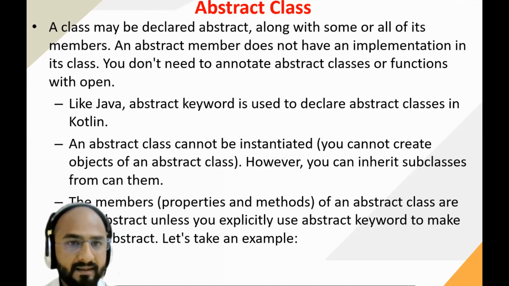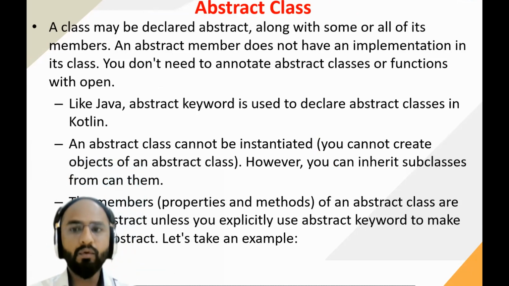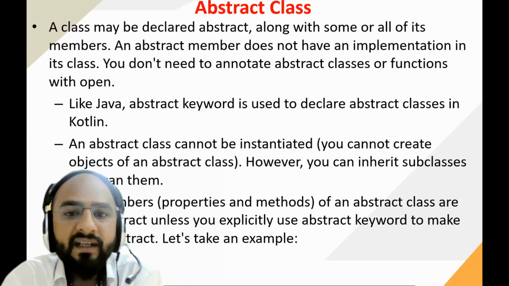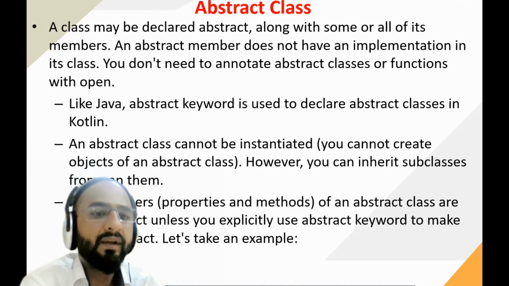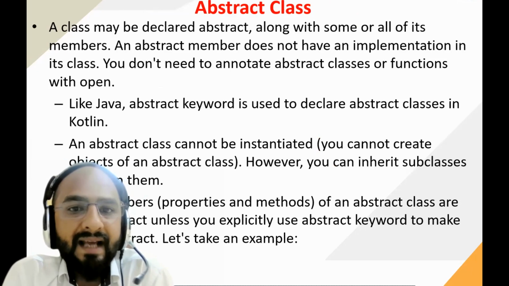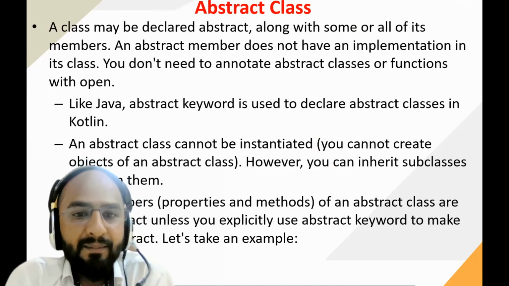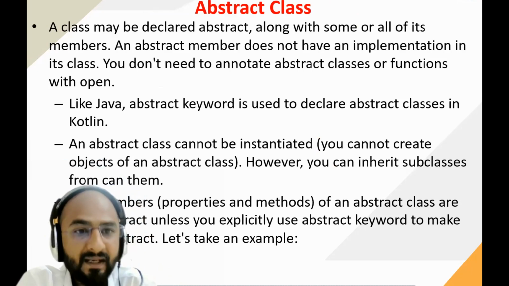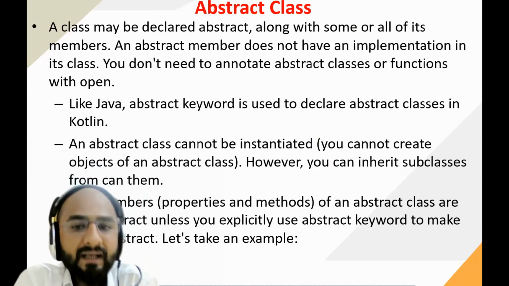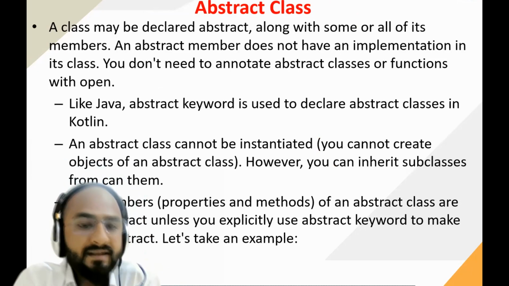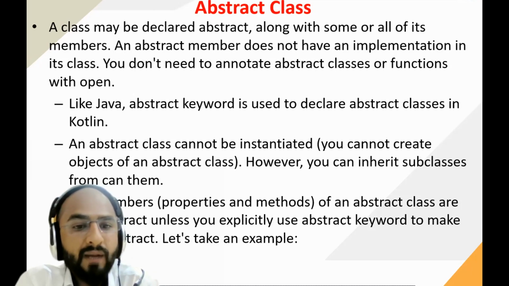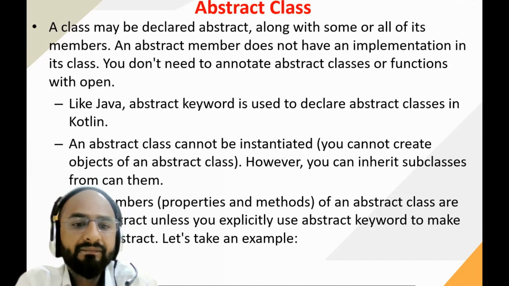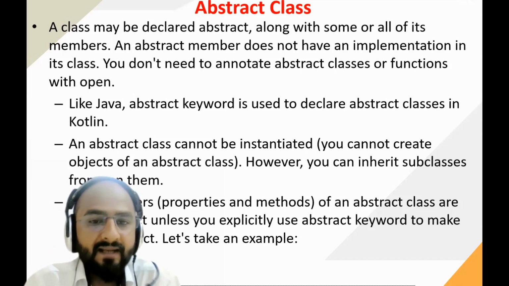Now let's understand the abstract class. A class may be declared as abstract along with some or all of its members. An abstract member does not have an implementation in its class. You don't need to annotate an abstract class or function with the open keyword. Like Java, the abstract keyword is used to declare an abstract class in Kotlin. Abstract class cannot be instantiated. Please understand this point and keep it in your mind: you cannot create an object of an abstract class.